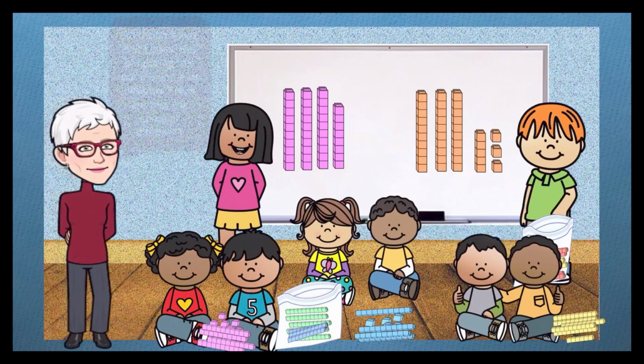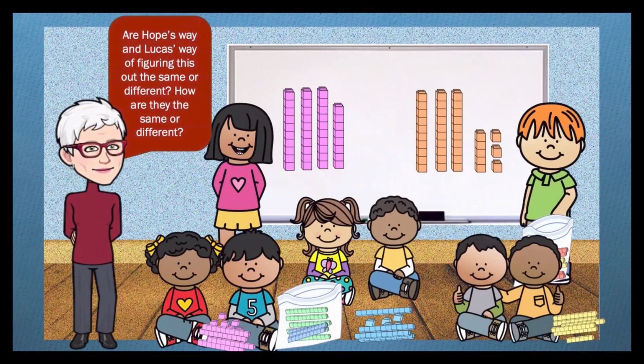Another useful question is this. Are Hope's way and Lucas's way of figuring this out the same or different? How are they the same or different? This question is at a different level because it is asking students to think about each solution as an entity, a thing in and of itself, and compare it to another.